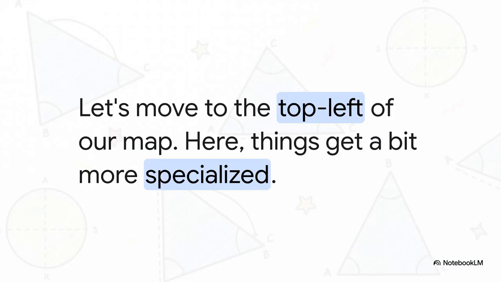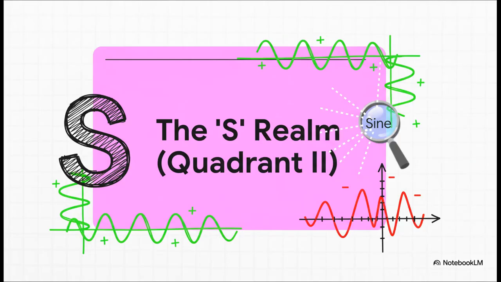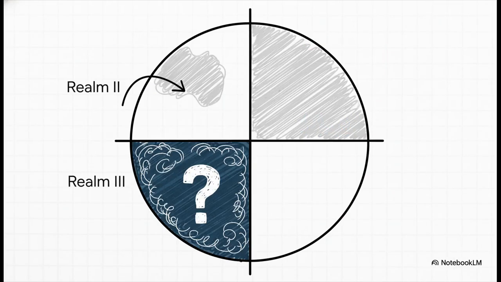We're going to travel counterclockwise over to the top left part of our map. Welcome to Realm 2. Now in this place, things start to get a little more specialized. In this realm, our hero is the letter S, and S stands for sine. This is super important because it means only the sine function gets to be positive here. Cosine and tangent, nope, they're going to be negative in this realm. Let's keep going on our journey.